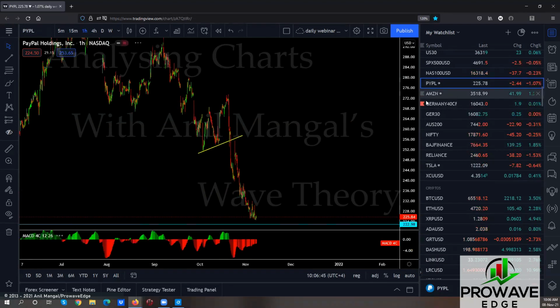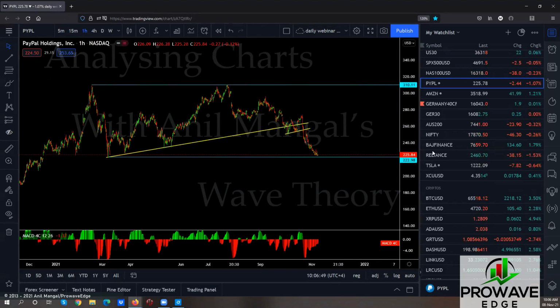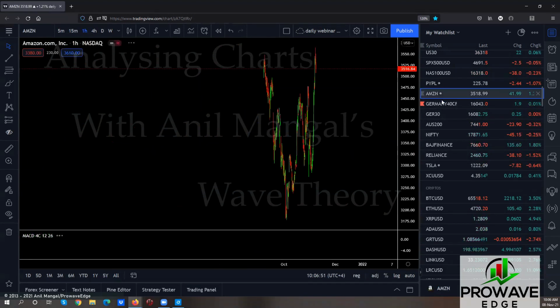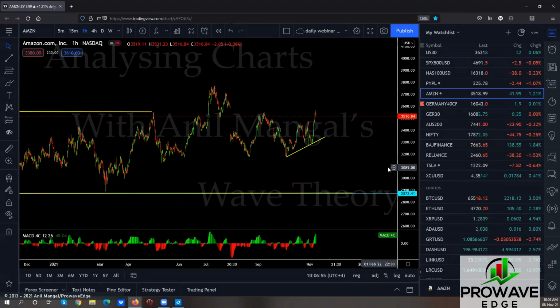PayPal. Okay, we're about to break the low. Let it break the low, then look for your buy setup, right? Amazon. One more spike up. Well, we finally get to break this stop.